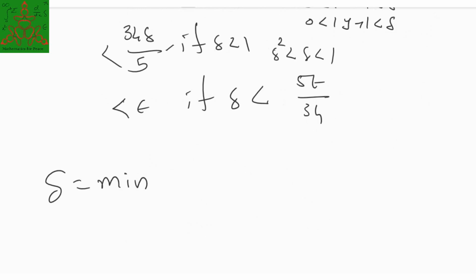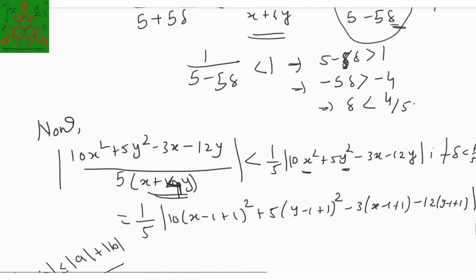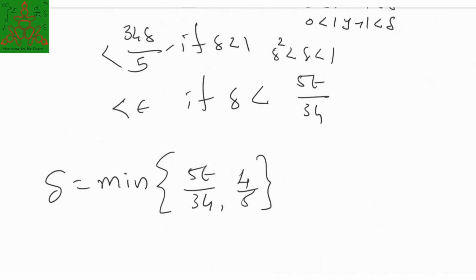Your delta will be the minimum of 5 epsilon by 34 and 4 by 5, which we have also chosen above. One more condition we have taken, and the third condition is delta is less than 1, but 4 by 5 is already less than 1. So if you write 1 here, it doesn't make any sense. That's why only these two quantities are required.